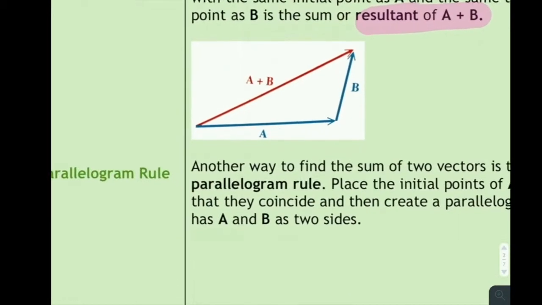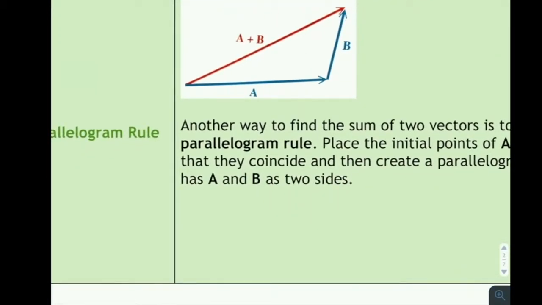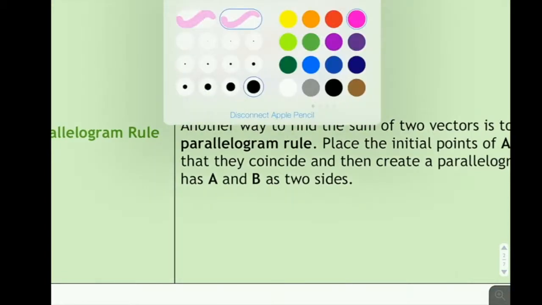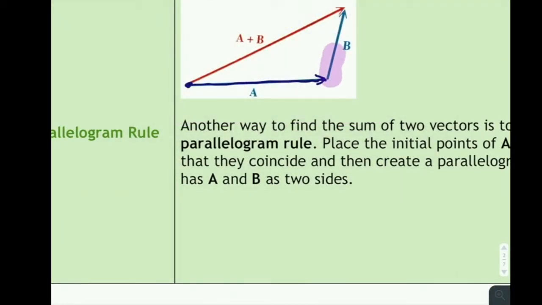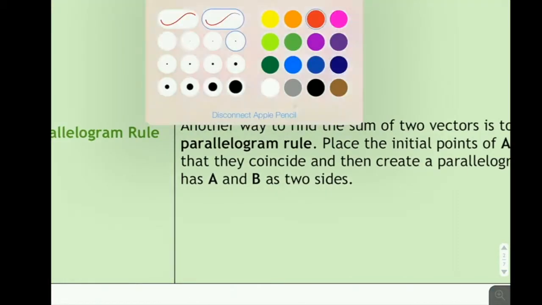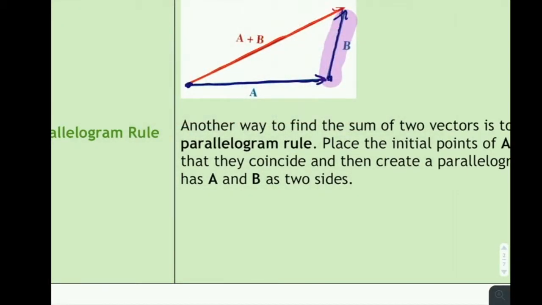So basically, how you get the resultant is you take one vector that you start with, your initial vector A, and then take vector B that you're adding to it and line it up so that the initial point of vector B starts where vector A ends, and then connect the 2 of them. That vector is your resultant, the vector A plus B.